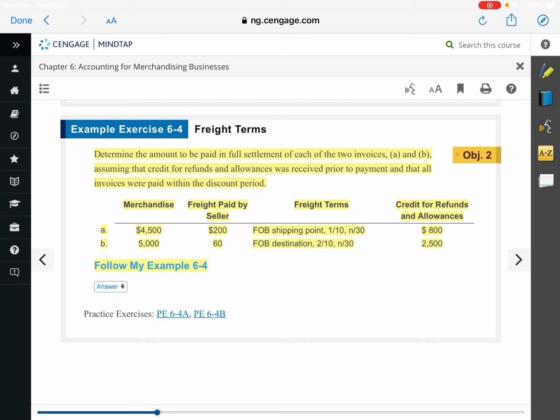All right, so bought 4,500, sent 800 back. We received a 1% discount, so we applied the 1% discount. So the merchandise that we purchased was $3,663. All right, now we have to figure out about freight. Who paid for the freight? The seller did. Okay, so that's $200 for freight.